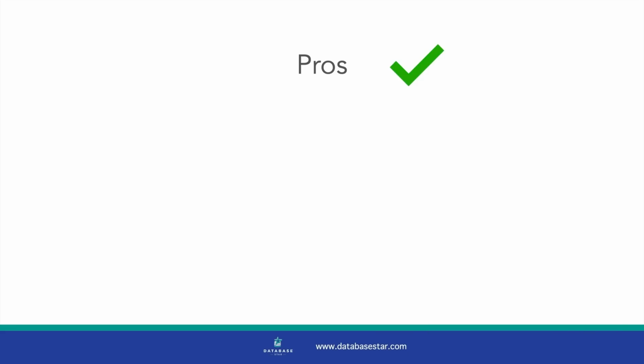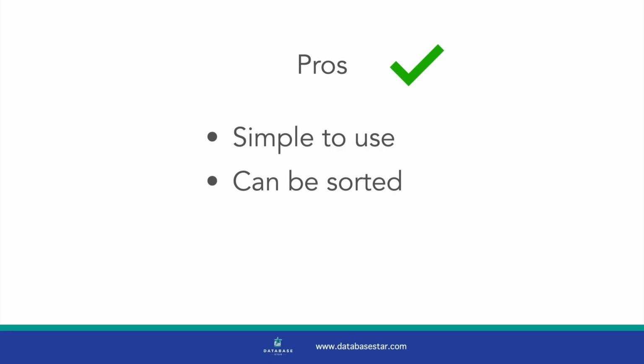Why would you use this approach? First, it's simple to use. There are features built into the database to generate the IDs. They can also be sorted. You might not actually write a query that orders by the primary key value, but when you create an index on this value, having sorted IDs makes it easier for the database to use the index.